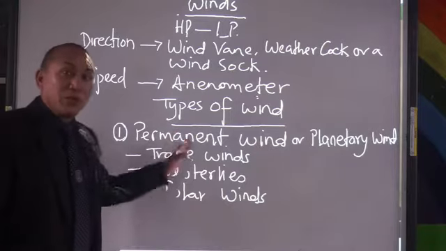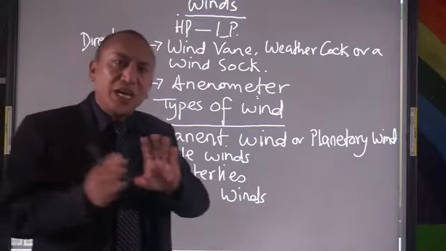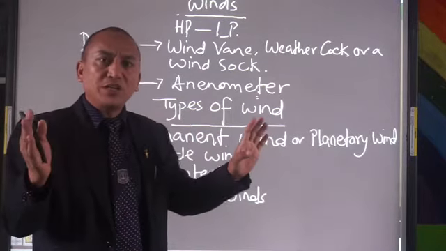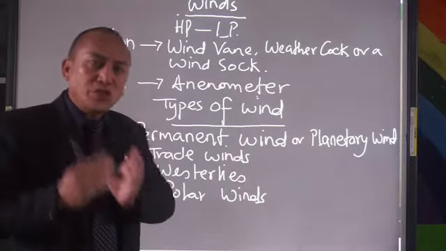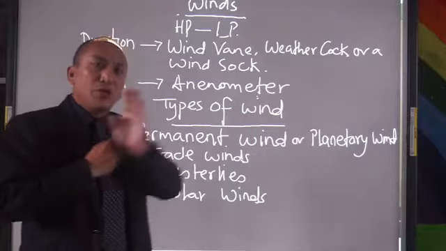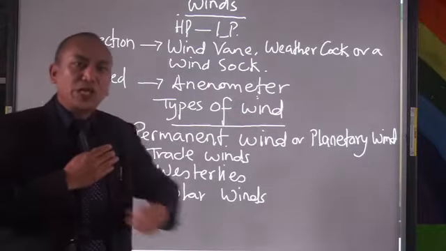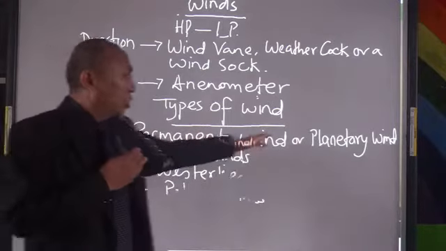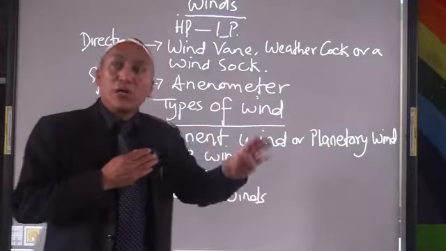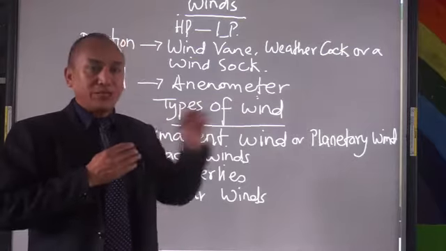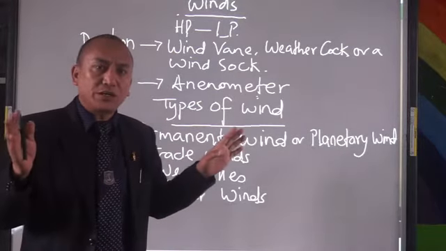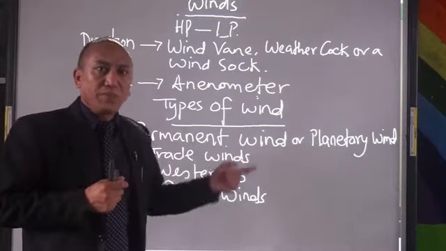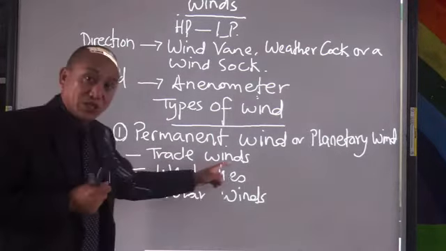Now these are permanent winds. These blow in the same direction throughout the year. They don't change the direction. They blow constantly in the same direction throughout the year, from December to January, again December to January. These permanent winds or planetary winds blow in the same direction. They don't change the direction. They constantly blow in the same direction. For example, we have the trade winds.